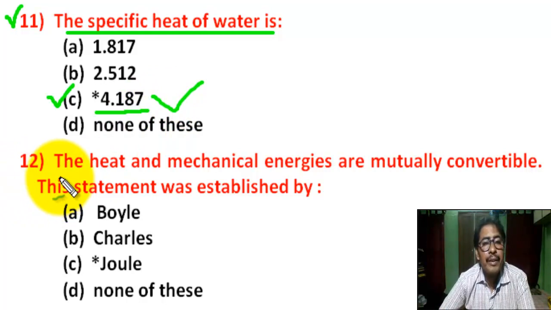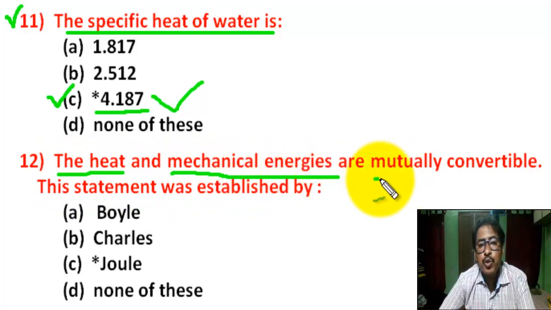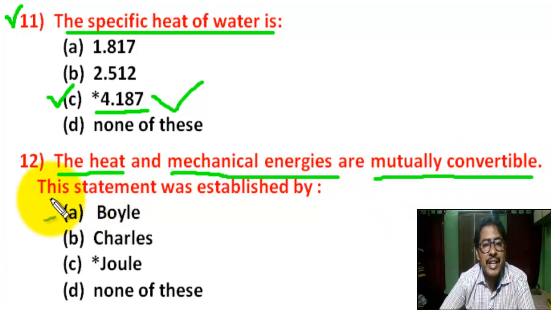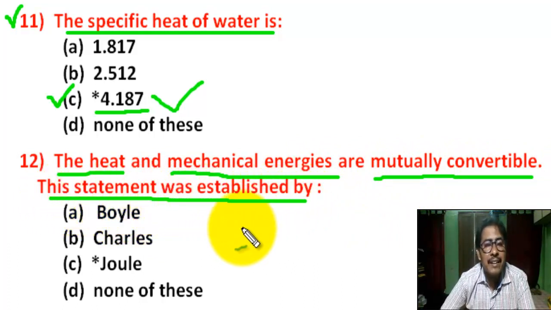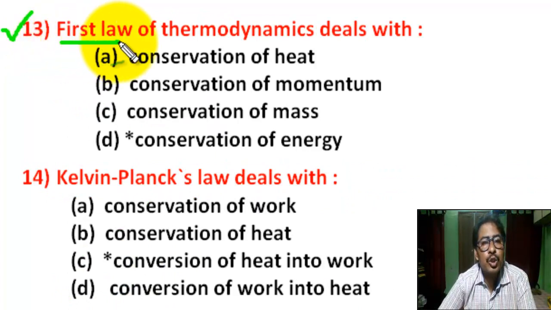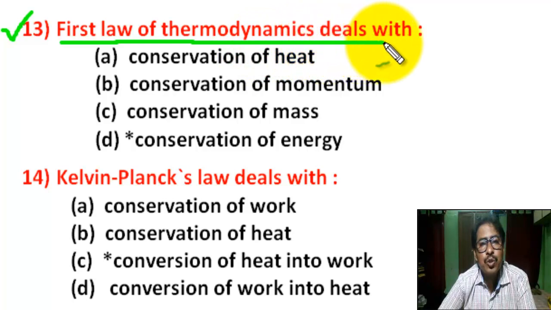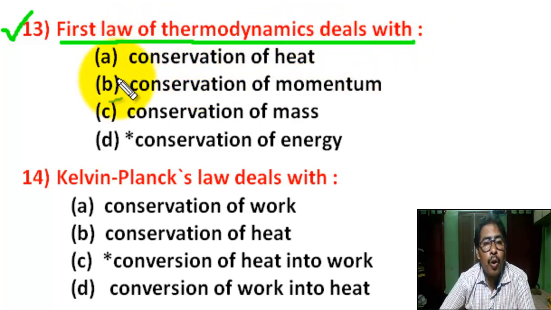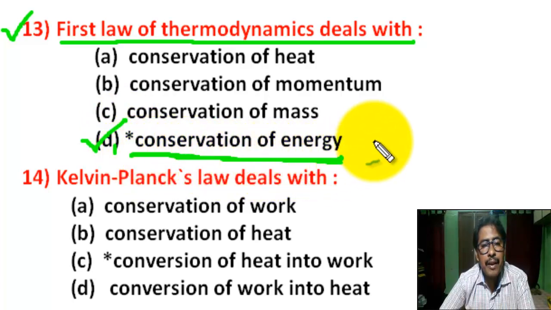Question number 12. The heat and mechanical energies are mutually convertible. This statement is established by, there are 4 options. Correct answer is C, Joule. Question number 13. The first law of thermodynamics deals with, there are 4 options. Correct answer is D, conservation of energy.